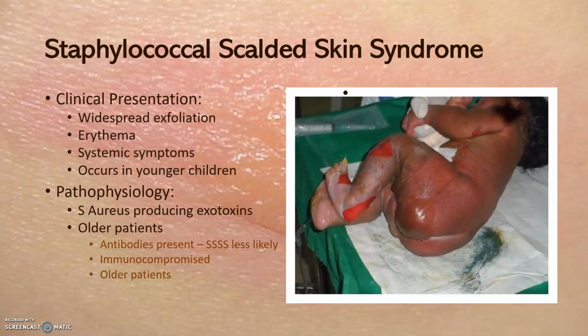It is characterized by widespread exfoliation and erythema with systemic symptoms in little children, things like fever or hypothermia, irritability. It tends to occur in younger children, and the pathophysiology is the production of exotoxins by Staph aureus. This is the reason why older people don't get it as much, because with older patients we tend to have developed antibodies to these exotoxins. However, it can be seen in immunocompromised patients or in older adults.